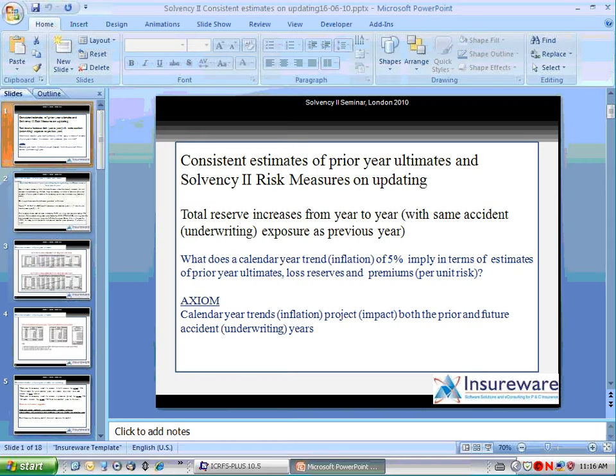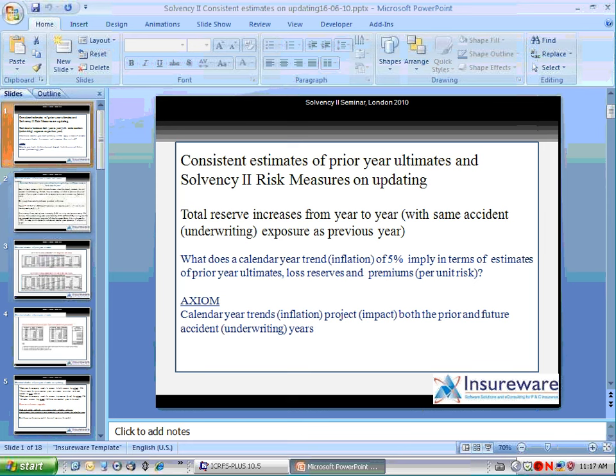In this video, we're going to study the conditions that would make estimates of prior year ultimates and also Solvency II risk measures consistent on updating. Every year you have another calendar year of data. How do we know that our estimates of SCR, Solvency Capital Requirement, market value margins, technical provisions, estimates of prior year ultimates are consistent?